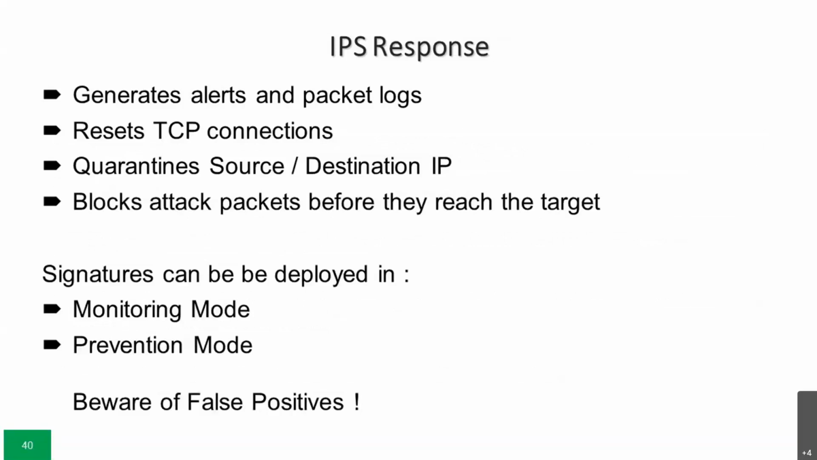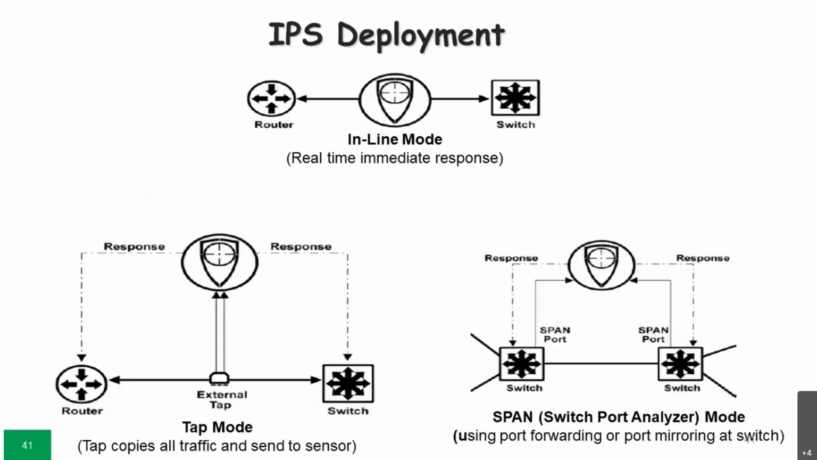IPS response generates alerts and packet logs, resets TCP connections, quarantines source and destination IP, and blocks attack packets before they reach the target. Signatures can be deployed in monitoring mode or prevention mode. These are the different modes of IPS deployment. First is inline mode. Here the IPS is placed inline between the router and switch. It is used for real-time immediate response.